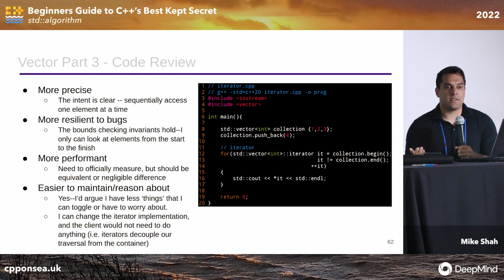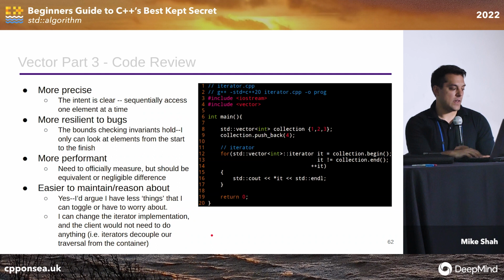Well, now I think we have something we can actually talk about here. I'm going to argue that I have fewer things to worry about or toggle here. I just want to do some computation from the beginning to the end, and I just use my iterators to do that. I could change the iterator implementation as well. Again, if I have maybe a more interesting data structure, like a tree, and I want to do a different traversal, the client wouldn't really need to know about that, or they would just need to change what iterator they're using, forward or reverse or whatever they decide. Okay, so our iterator, again, has decoupled our traversal from the actual container.